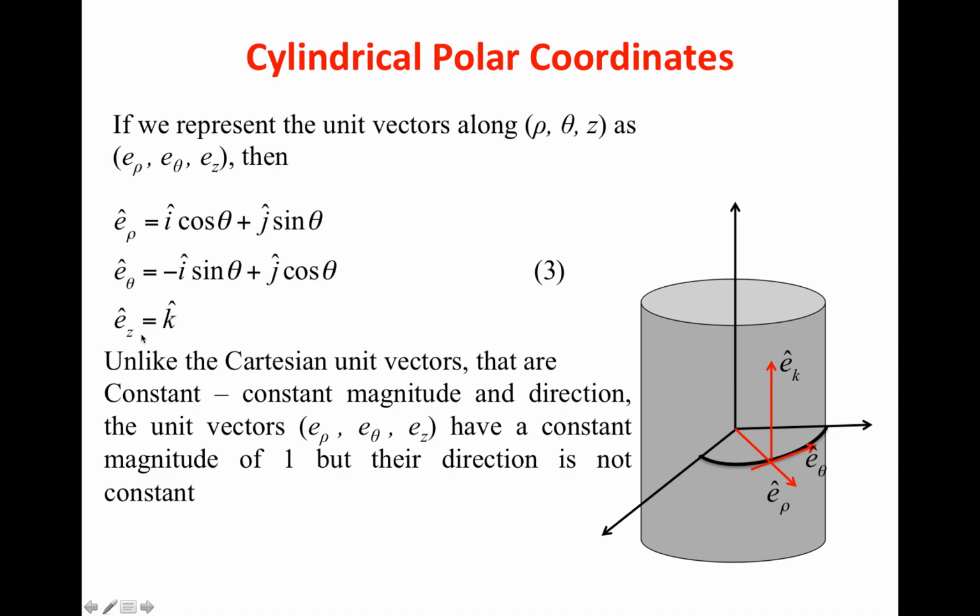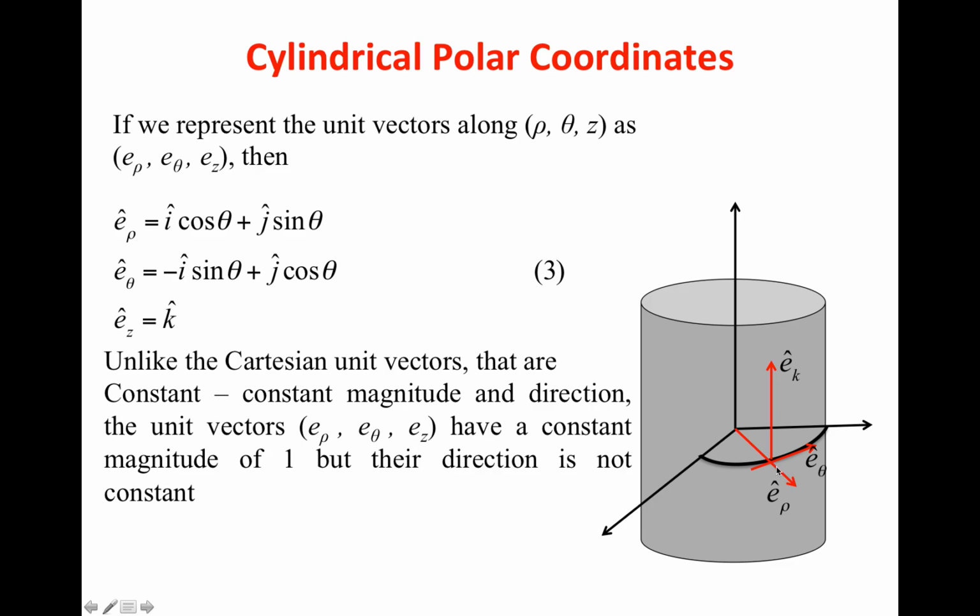Now, a word of caution here: unlike the Cartesian unit vectors, which are constant, with a constant magnitude of 1 and a constant direction, these unit vectors, e_rho cap, e_theta cap, and e_z cap, though they have a constant magnitude of unity, their direction is not constant.